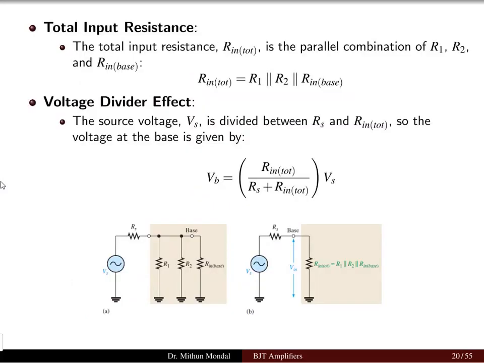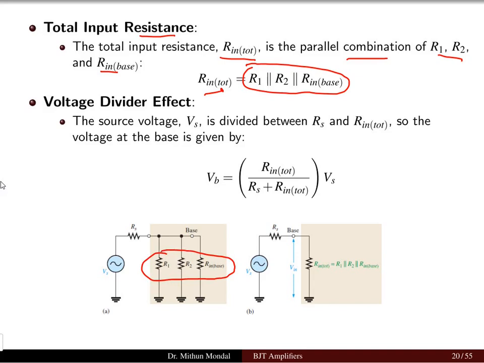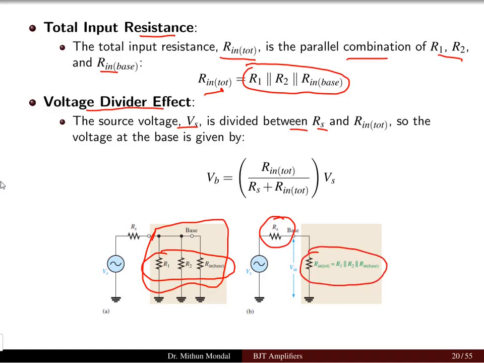So the total input resistance can be obtained from the parallel combination of R1, R2 and the input resistance of the base. We can see in the circuit that R1, R2 and the resistance of the base are in parallel, so these give us the total input resistance of the base. Now, the voltage divider effect: the source voltage is divided between the source resistance, Rs, and the total input resistance that we have just calculated.